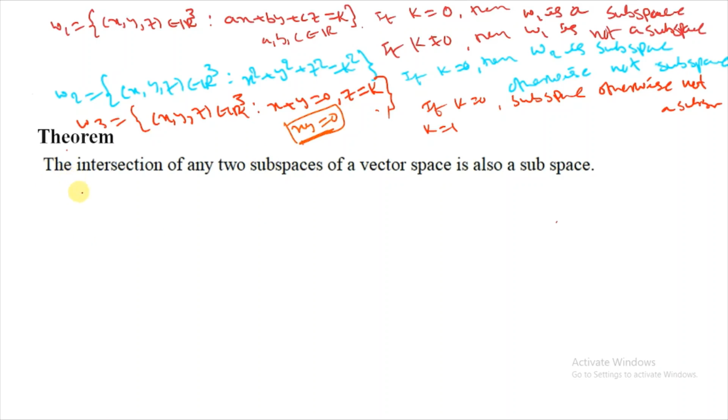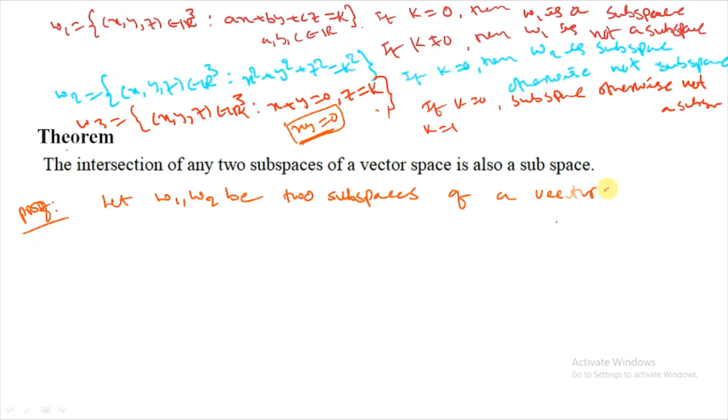Now another theorem. The intersection of any two subspaces of a vector space is also a subspace. Whatever two subspaces you take, the intersection is again a subspace. And this proof is simple. Just to give an idea, let W1 and W2 be two subspaces of a vector space V.